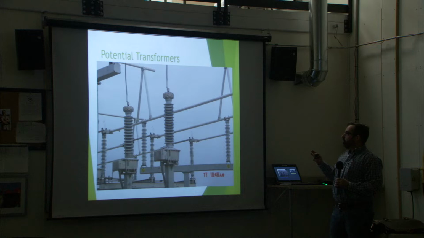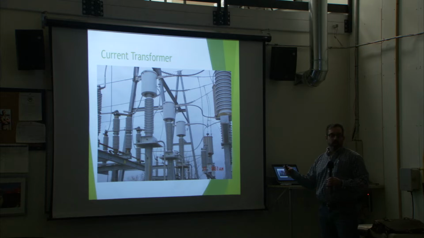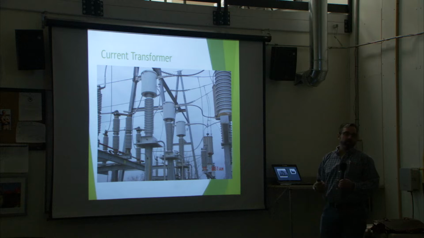Now these are potential transformers, and along with potential transformers are current transformers. These are used on the primary side of our system. So basically this is taking the 138 kV voltage and current inputs and reducing them down to a usable source for our protective relaying systems and for our metering systems in our substations.